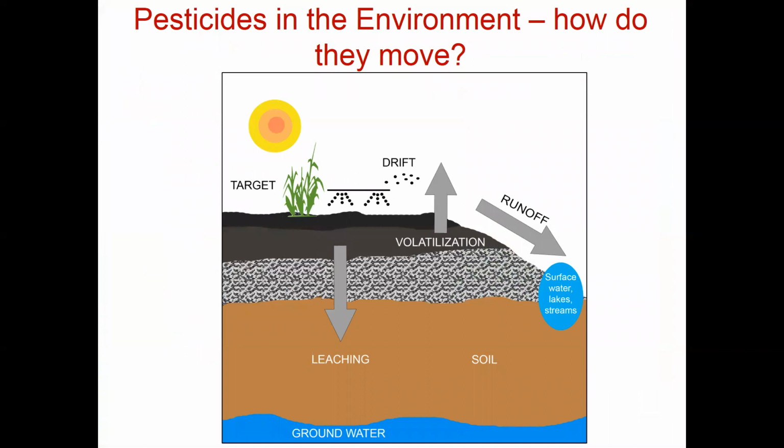So this graphic shows how pesticides can move through the environment. Keep in mind that as much as possible, we want the pesticide to reach the target and stay there. This example shows drift, which is the movement of the pesticide away from the target through the air. One form of pesticide drift is the movement of spray droplets away from the target. Drift also includes volatilization, or the loss of the pesticide in gaseous form.